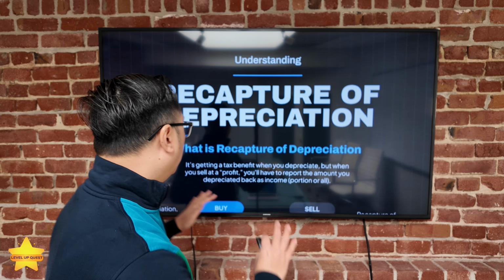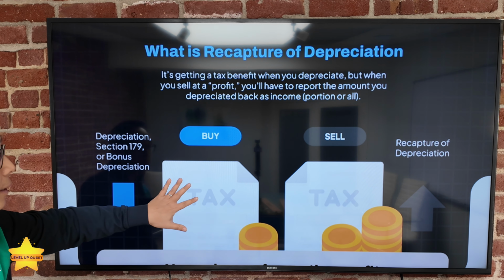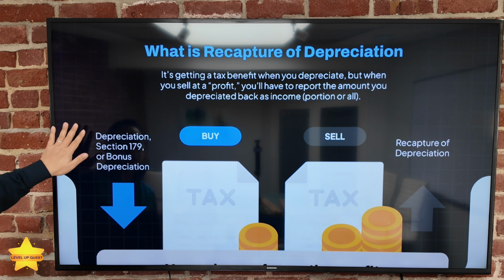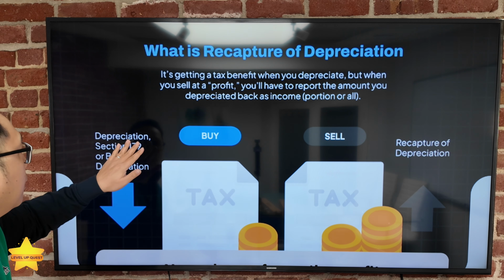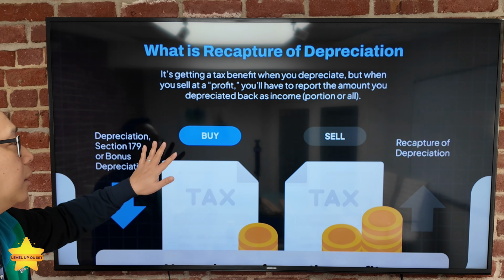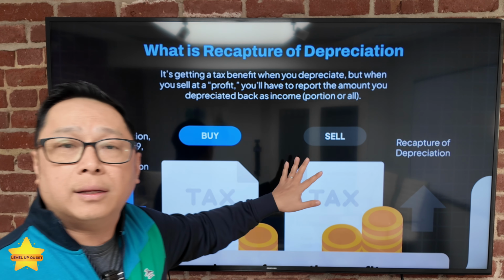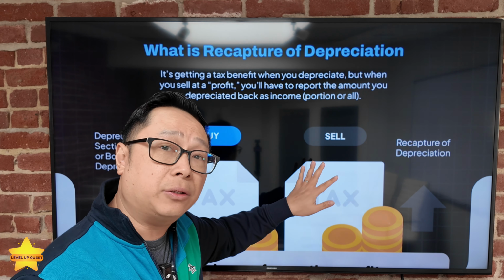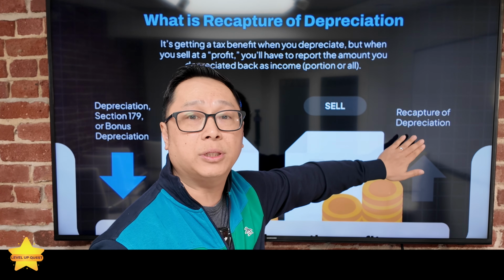So recapping, once again, recapture depreciation. When you buy the property, you're going to depreciate it. And in this case, there's section 179, bonus depreciation. We're not going to go through that one. We're just going to assume we depreciated the home office slowly over time. And then when your client wants to sell their personal residence that had a home office in it, we have to recapture the depreciation.